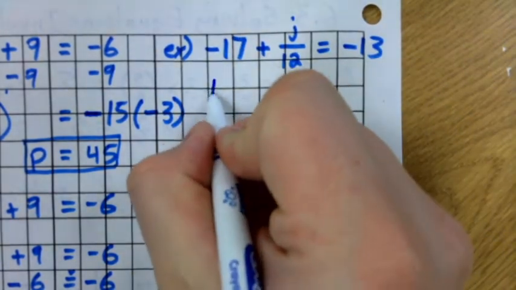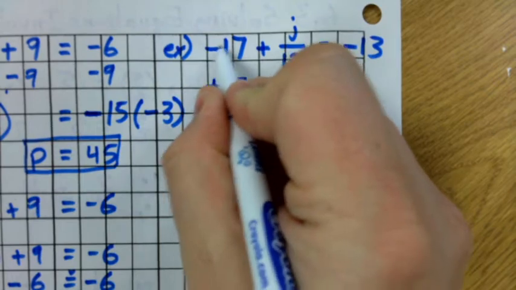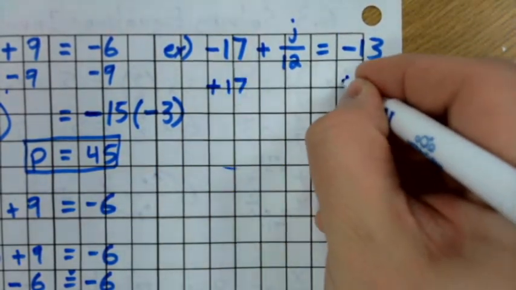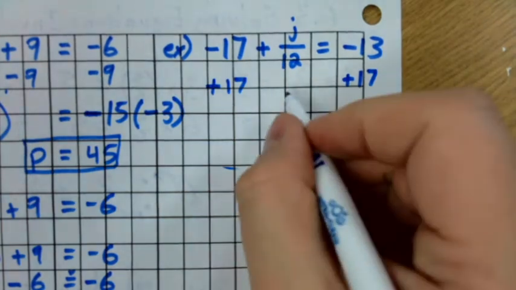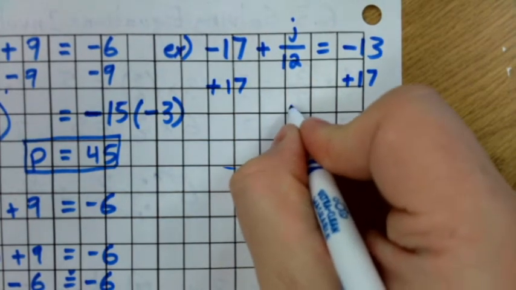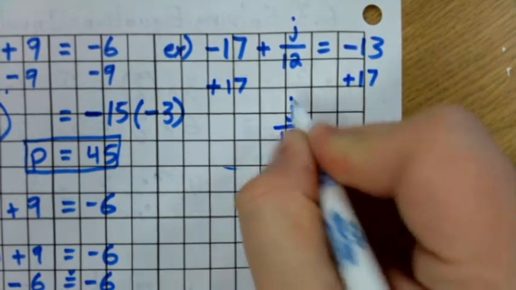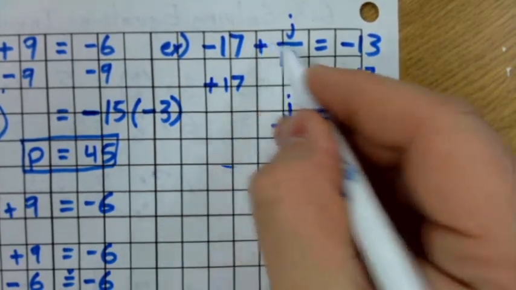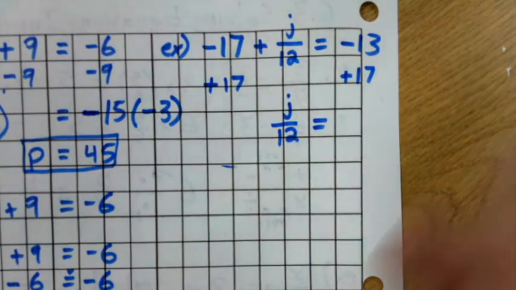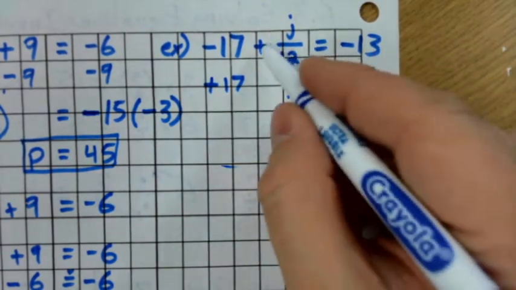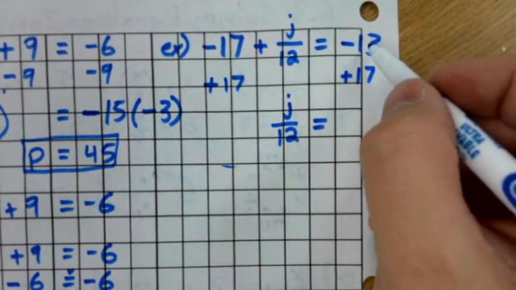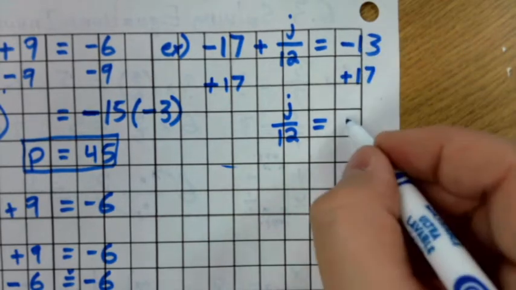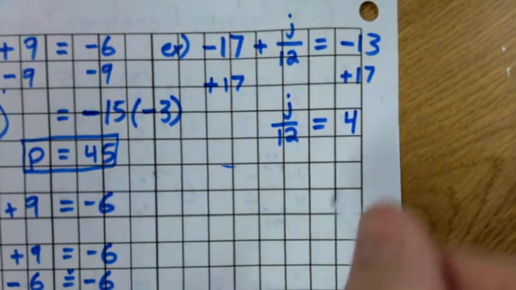So we're going to add 17 to cancel out that, and we're going to do it to both sides. We're going to add 17 over here. So that means we're left with j over 12, and it's positive j, so we're just going to leave it as j. If there's a negative sign here, it would have to be negative j. But we won't worry about that right now because it's positive. And then you have negative 13 plus 17, which is the same thing as 17 subtract 13, which is 4.